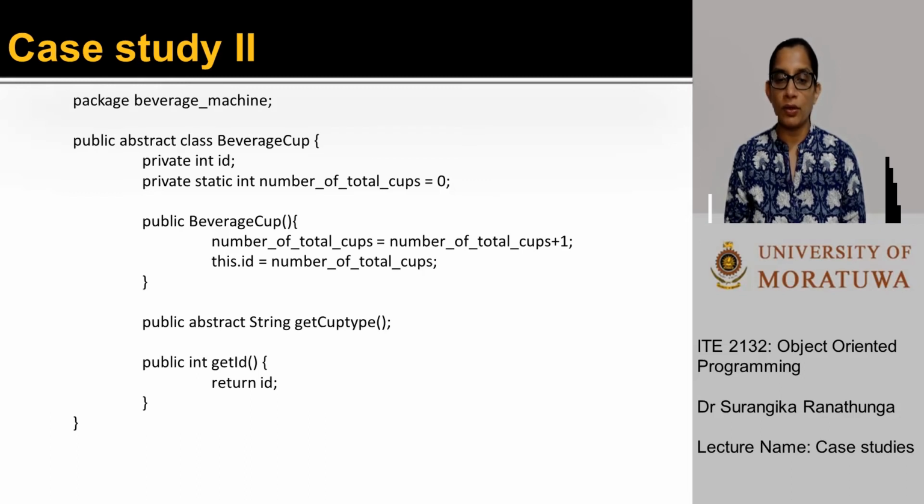We will never be creating objects from the beverage cup. Because of that, we can make this class abstract. And there's another reason to make this beverage cup class abstract.